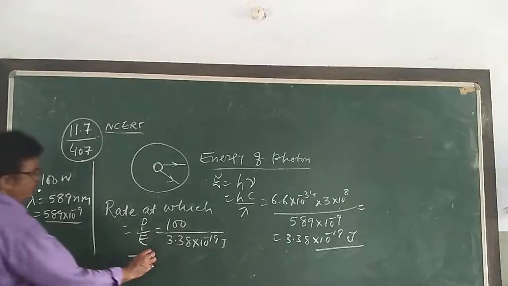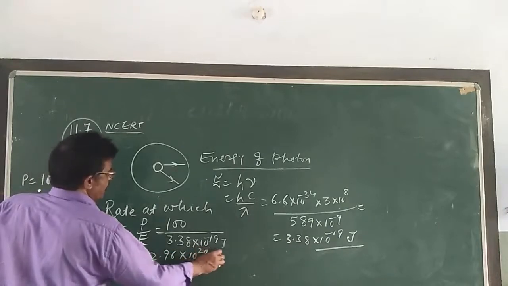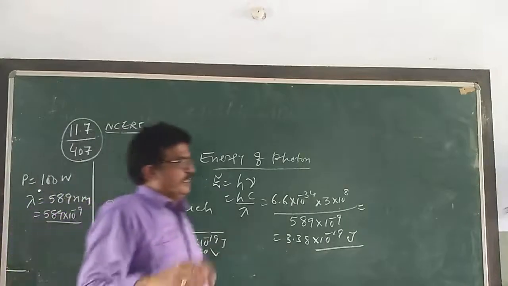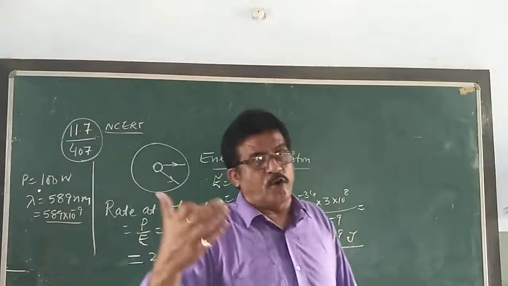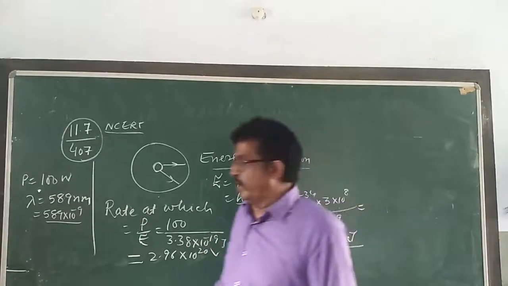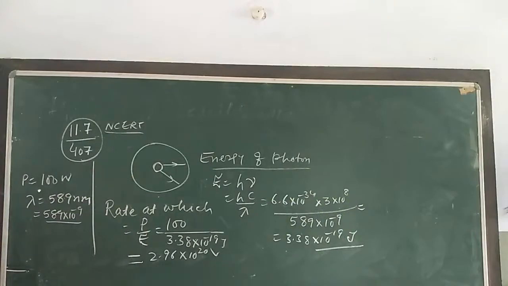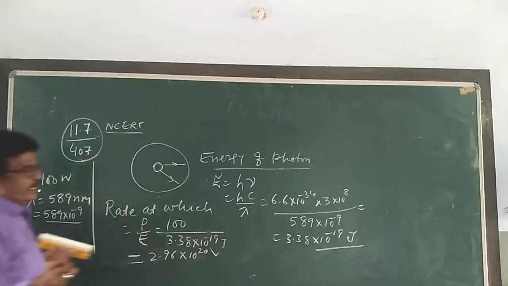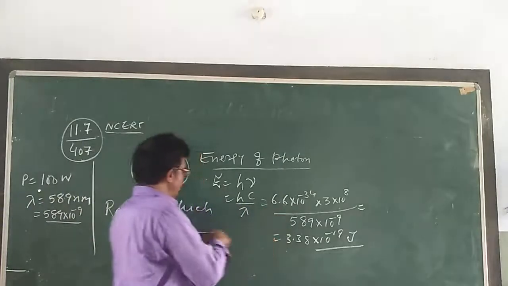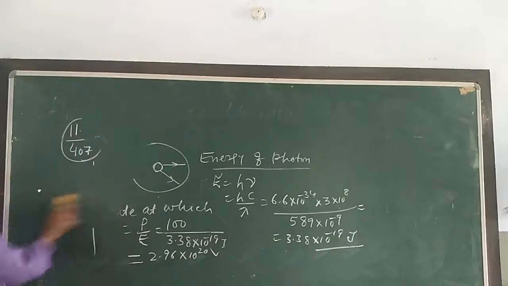That is around 2.96 into 10 raised to power 20 photons per second. How many photons are we getting in one second? Imagine that. Such a huge amount of photons are released by this lamp. Now, is that clear? You have to increase your speed of this calculation. Such type of calculation you have to do fast.